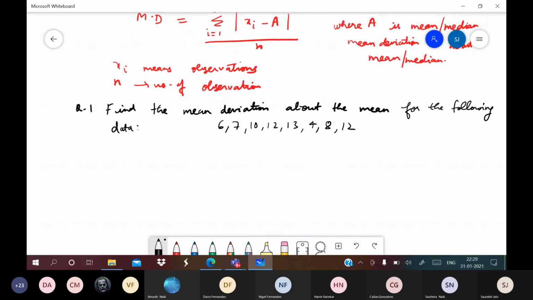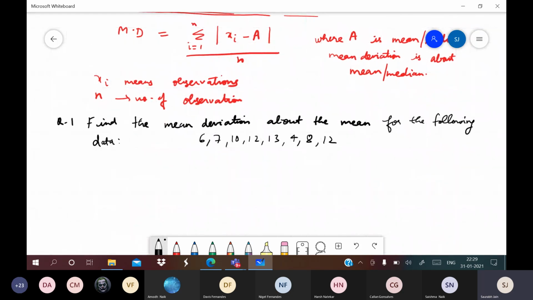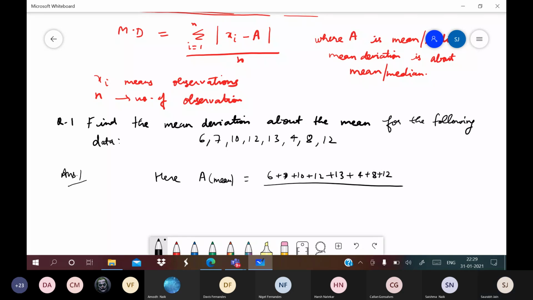So first thing, now since they are asking mean deviation about mean, no need to arrange them in ascending or descending order. Just find the mean first. So here A, which is mean, I'm writing in bracket, will be the sum of all these observations, because you need to find A first, right? How many observations are these? There are 8 observations.